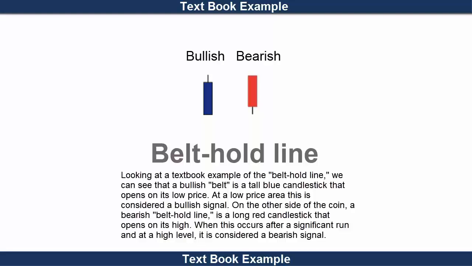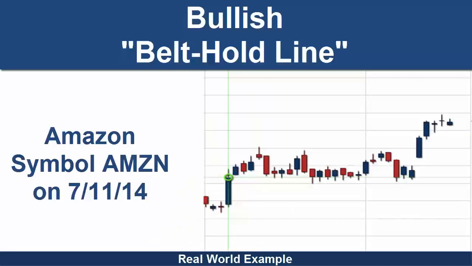On the other side of the coin, a bearish belt hold line is a long red candlestick that opens on its high. When this occurs after a significant run and at a high level, it is considered a bearish signal. Here's a real-world example of a bullish belt hold line. This is in Amazon. Can you spot where it is? That's right, congratulations, you found it.